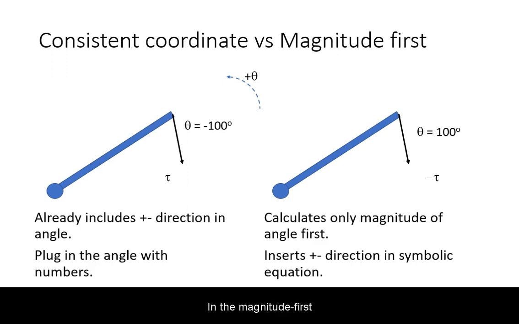In the magnitude first method, we do still calculate the angle, but we do not insert the negative sign at this step. Hence, we only calculate the magnitude of the torque at the initial steps. It is best if I demonstrate this on an example.